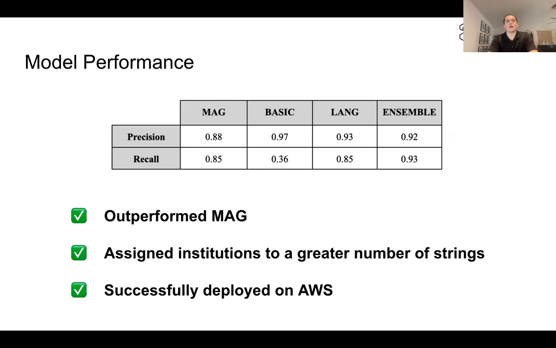And we were able to meet all of our goals. We outperformed MAG. We assign institutions to a greater number of strings. We can see in the recall improvement from MAG to the ensemble. And then we have successfully deployed it on AWS. So this is the system that's running live in OpenAlex right now to assign institutions to works.